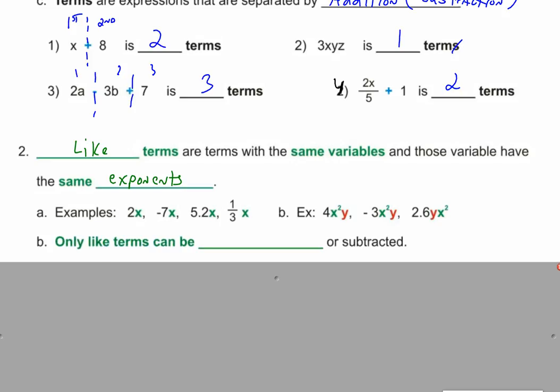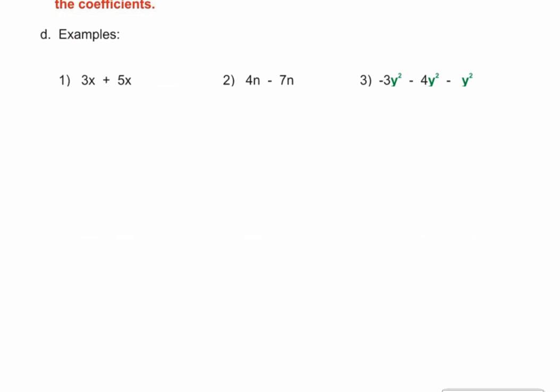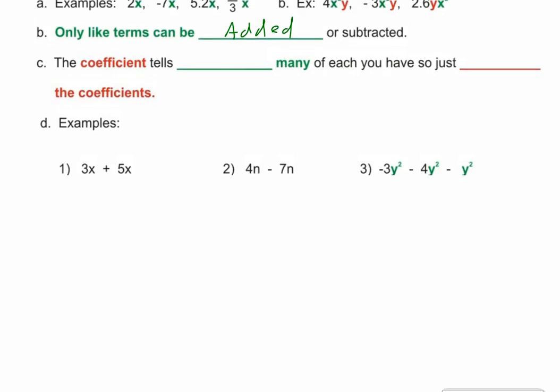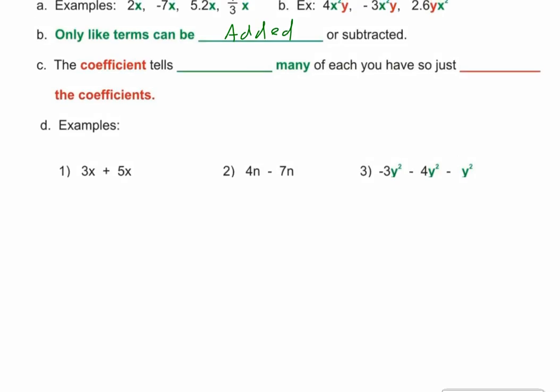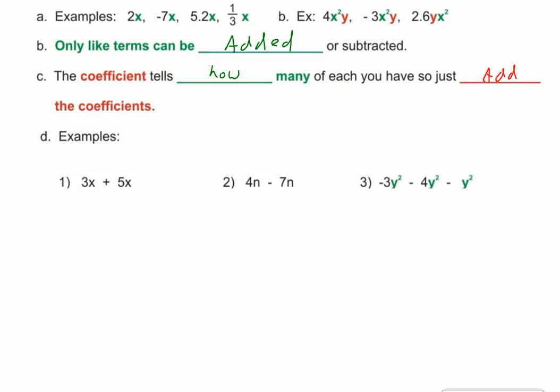Well, that brings us to this key thought. Only like terms can be added. And if you want to think of subtraction or subtracted, only like terms can be added. So only like terms can be added, and that's the key, and that's what you have to remember. So, how do you do it? Well, the coefficient tells you, just like we've done all along, how many of each you have, right? The coefficient tells you how many you have. So all you got to do is just add the coefficients. That's all you got to do.